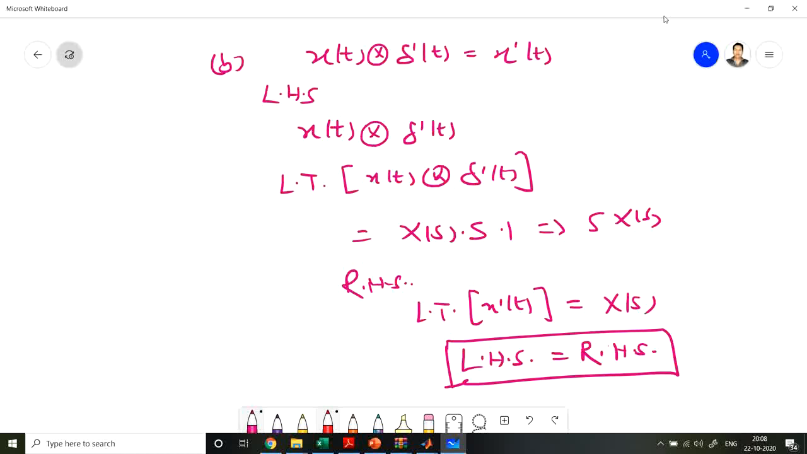Let us solve another problem related to this Laplace transform.